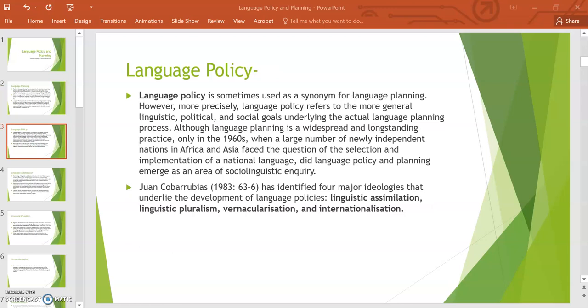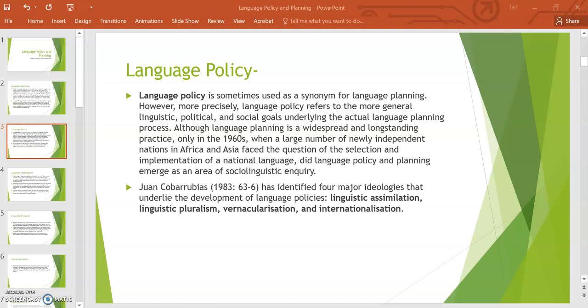Now let's describe the term language policy. What is language policy? Language policy is sometimes used as a synonym for language planning. However, more precisely, language policy refers to the more general linguistic, political, and social goals underlying the actual language planning process. Although language planning is a widespread and long-standing practice, only in the 1960s, when a large number of newly independent nations in Asia and Africa faced the question of the selection and implementation of a national language, did language policy and planning emerge as an area of socio-linguistic inquiry.